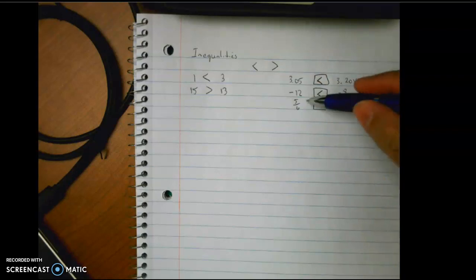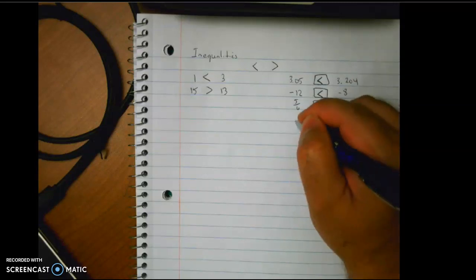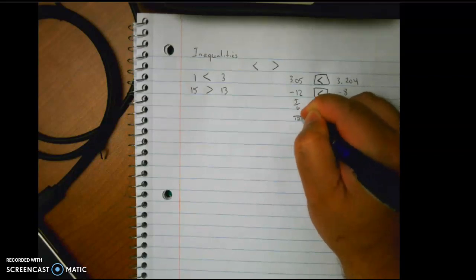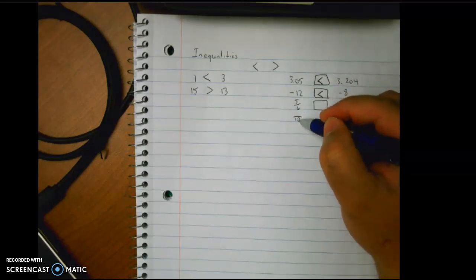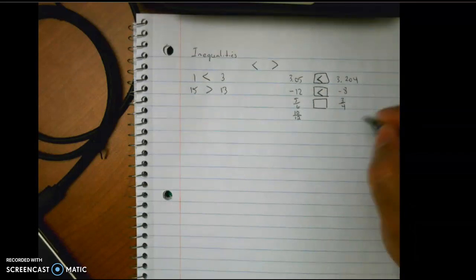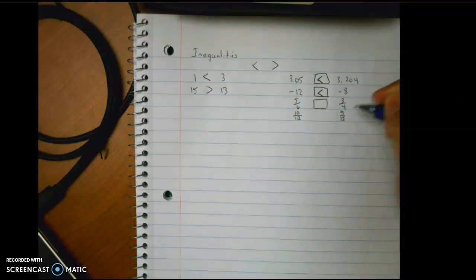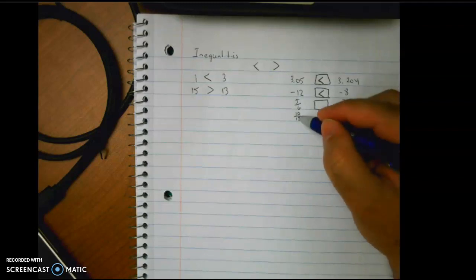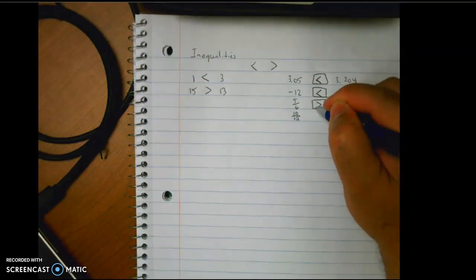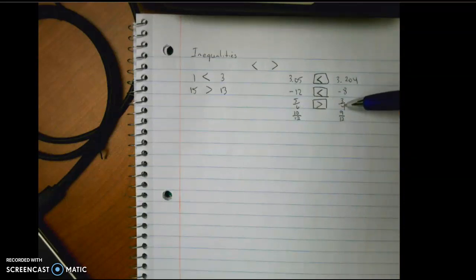And then the last one, 5/6 and 3/4. That one's tricky. We're going to probably have to convert that into twelfths to make sure we know what we're looking at. So 6 times 2 is 12. That means 5 times 2 is 10. 10 twelfths is the same as 5/6. On this side, 4 times 3 is 12. 3 times 3 is 9. 9 twelfths. And it turns out 10 twelfths is larger than 9 twelfths, which means 5/6 is larger than 3/4.